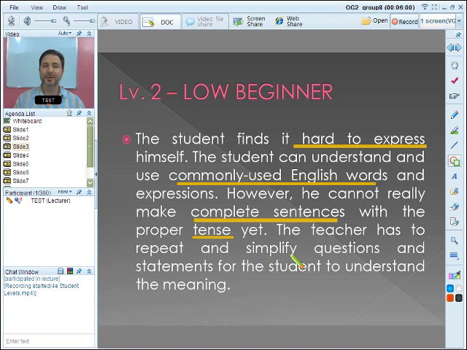And again, the teacher does have to simplify and repeat. So how much repeating does the teacher have to do? How much exertion does the teacher have to do? And I wouldn't even say teacher, by the way. I would say just the interlocutor or the person speaking with the language learner. Okay? And how much effort and time has to be given into understanding their meaning on their end and on your end. Okay, so that's low beginner.